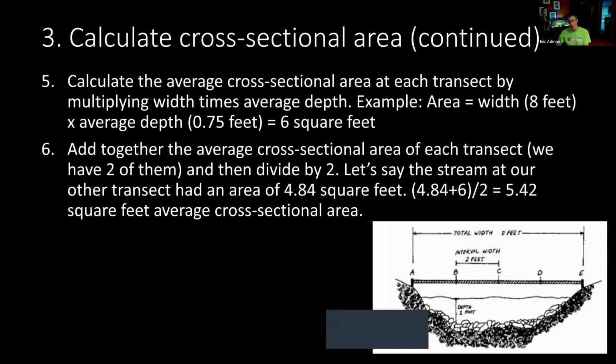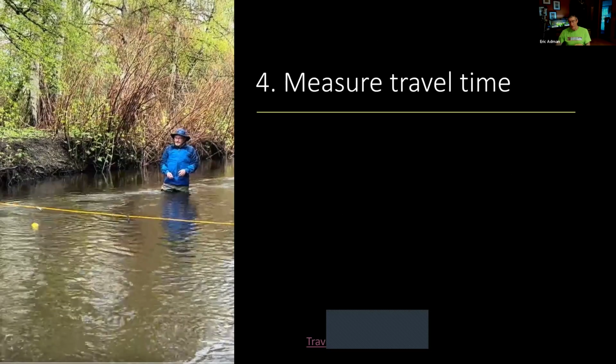And then, you've done this twice. You did it at your upstream transect, and you did it at your downstream transect. So you've got 2 of them. Let's say that they were different. I chose a particular example here, which just happens to match the example that I have. So let's say that at one we had 4.84 and the other one we had 6. You divide it by 2, and that's the average number that we get. And then we'll come back and use that number in our calculations.